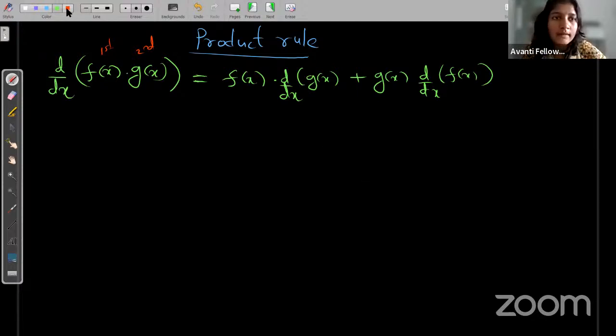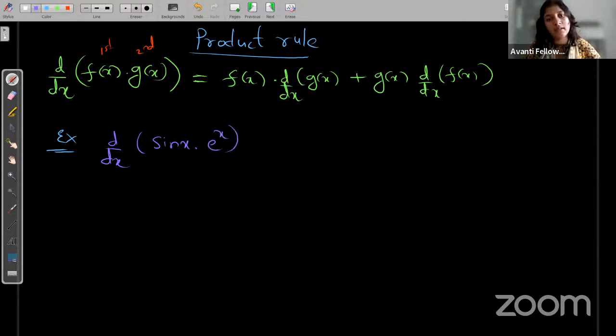Fine. So let's consider one example also. For example, let's take differentiation of sin x into e raised to x. Okay. Sin x into e raised to x. Now how will we differentiate it? Here you can observe this function is in the product form. This is our first function. This is our second function. Now tell me how we can differentiate it. Let me know the answer in the chat box.